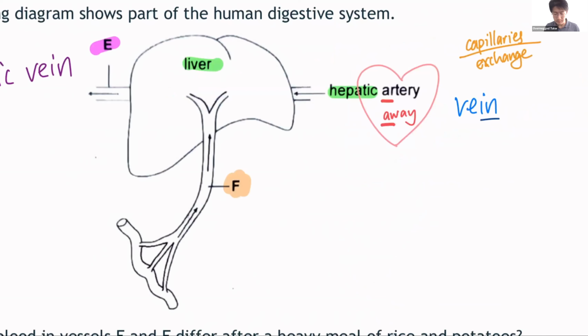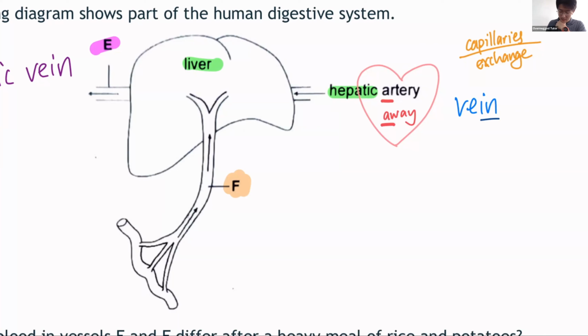Maybe I can ask. My brain doesn't wake up. Oh, Shengxin, come. F. You know how to identify F? Sure, look for it. Okay, yes, okay. Good, it's the hepatic portal vein.